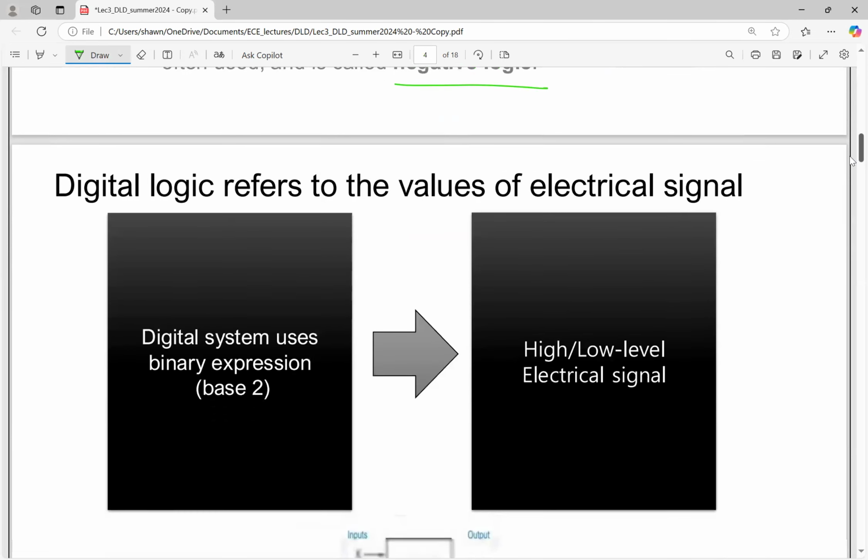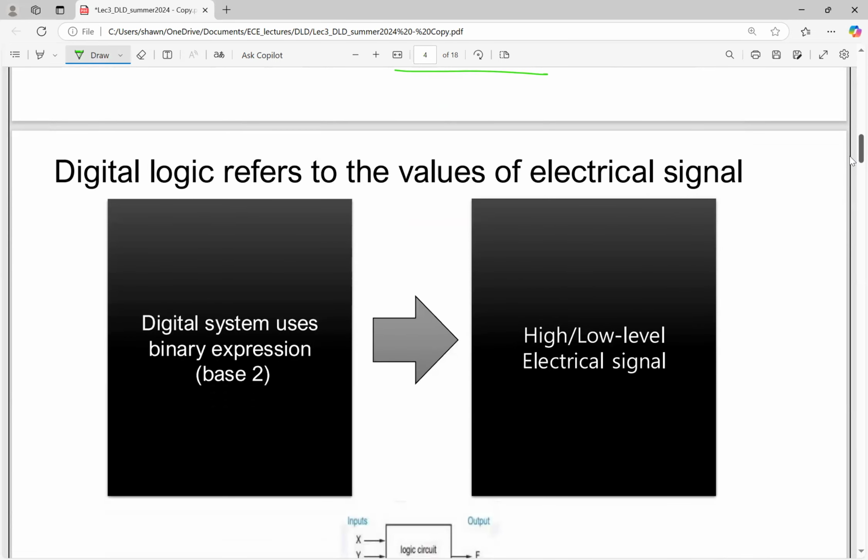So as a summary, we can say digital logic refers to the values of the electrical signal, which are low and high voltage. In positive logic, low voltage indicates logic value 0, and high voltage indicates logic value 1.